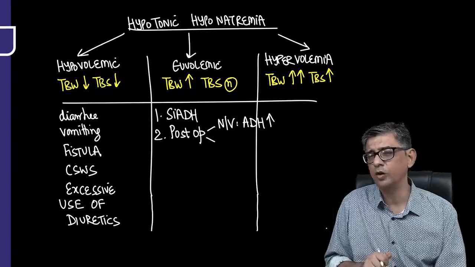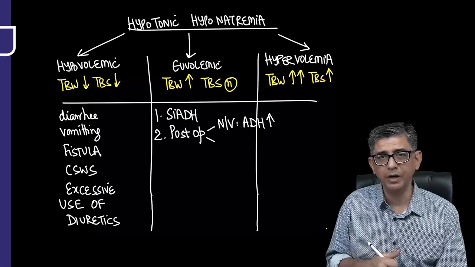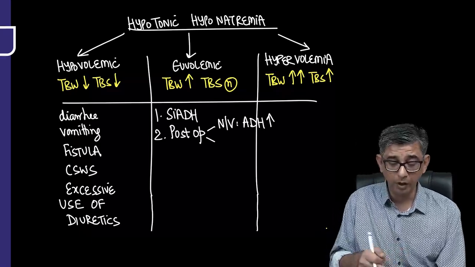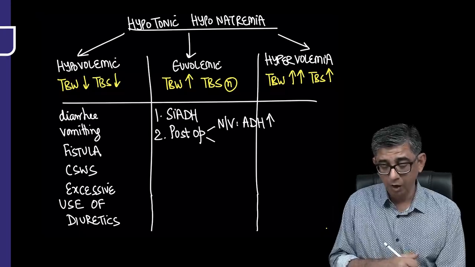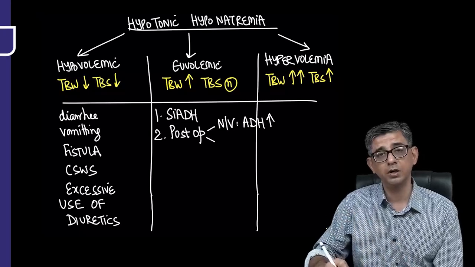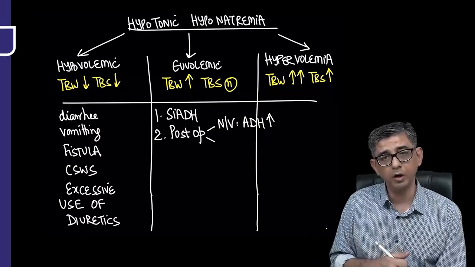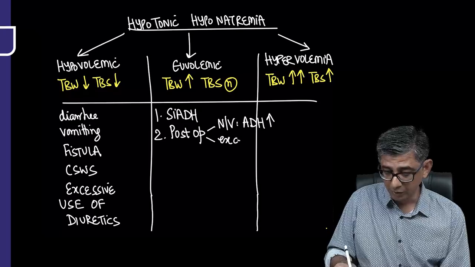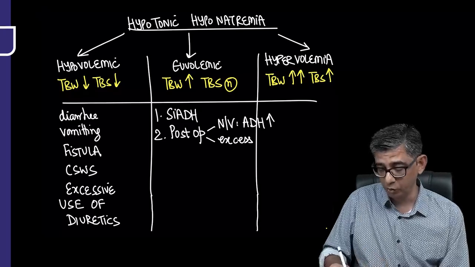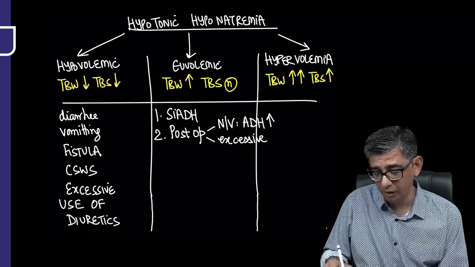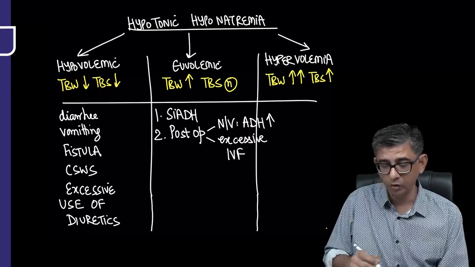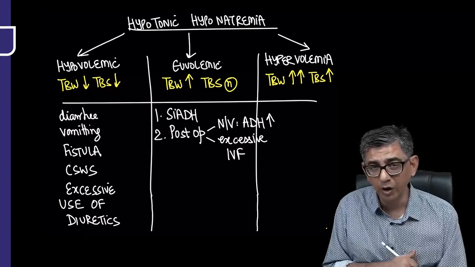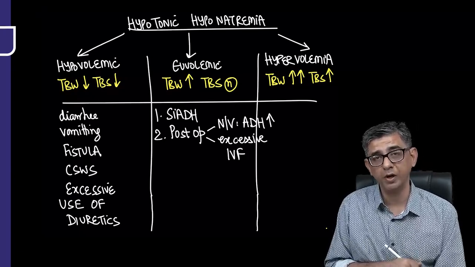And at this juncture, a lot of students interrupt me and say, "Doctor, you said vomiting causes hypovolemic hyponatremia. Why would a post-operative patient not also end up with a hypovolemic hyponatremia?" Well, the logic here is that because he's admitted in the hospital, because we know that this will happen, we usually tend to give a liberal amount of IV fluids to post-operative patients.